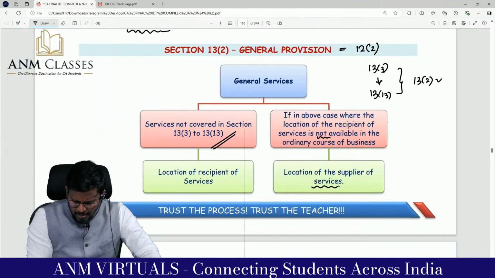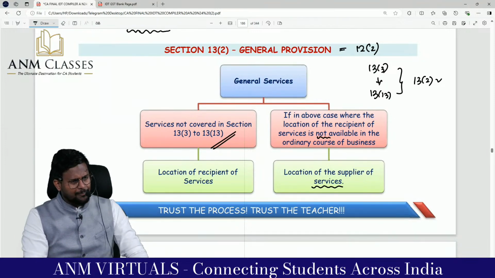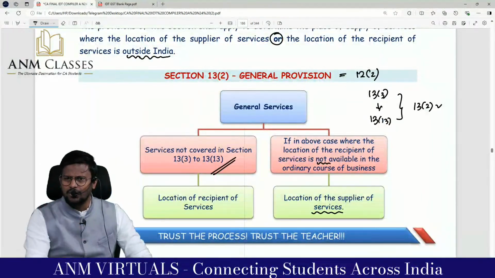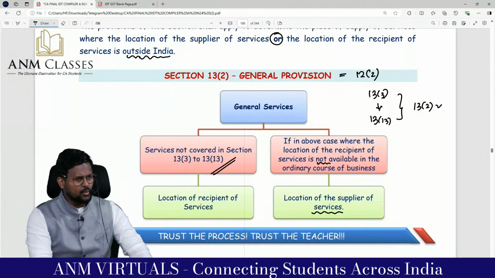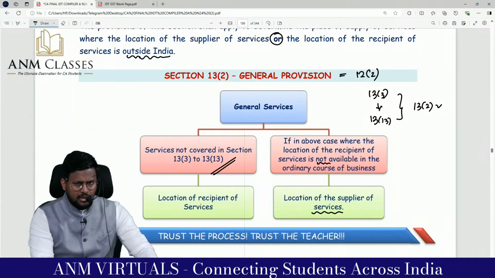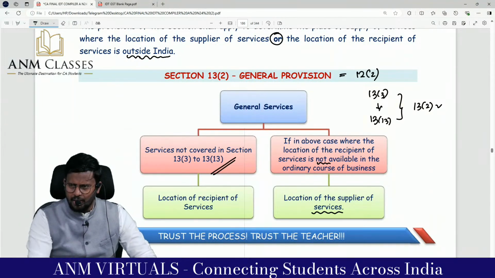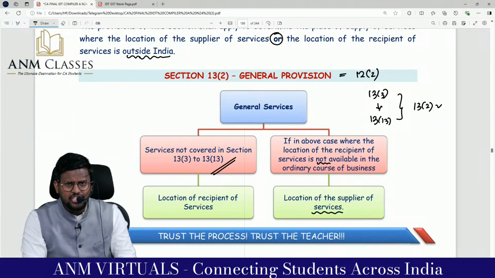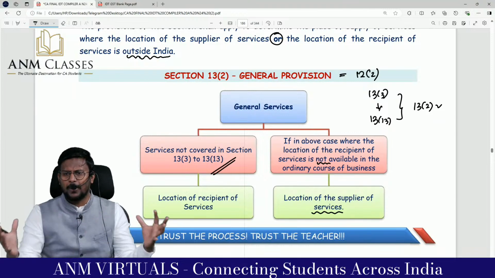Yes, location of the supplier of the service. Are you all really with me? Yes, sir. What is 13.1? What is 13.1 saying? If either the service provider or service recipient is situated outside India, the provisions of section 13 will be applicable.